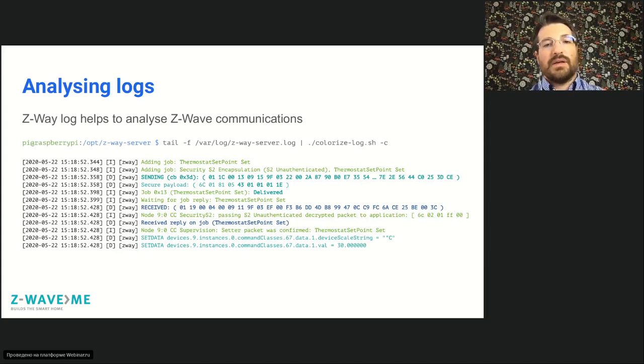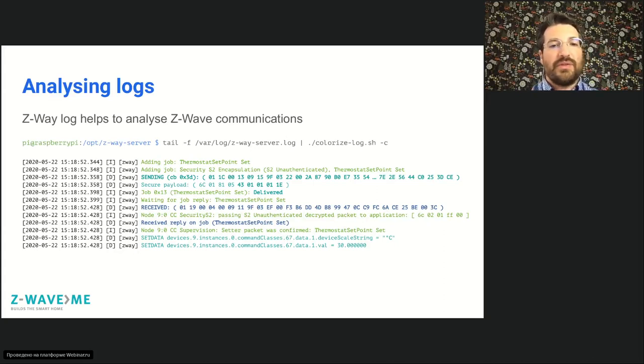Since the device is a secure one, this command will be immediately encapsulated inside security, and the actual command will be sent through security, so you cannot really read it. The line sending is showing you an encrypted command, but below you can see the secure payload, and in bold we see 43.01.01.01.1e. This is the command set temperature for heating and the temperature. The last two bytes are the temperature.